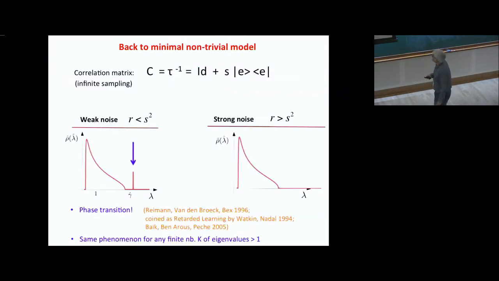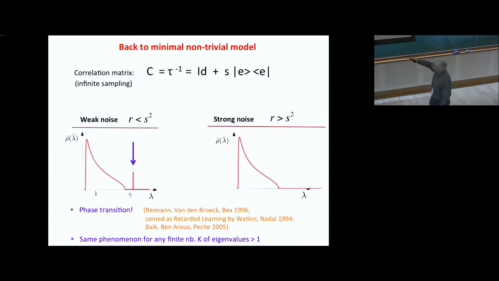Okay, so now what happens to our inference problem? So again, now I'm assuming that I'm generating data not with independent variables, but with variables which are independent, except that they are correlated along one direction, E star. So the result which was obtained, and this was obtained in different papers, first in statistical physics in 1996, to my knowledge, by Van den Broeck and collaborators. And then it was shown rigorously by Baik and Silverstein in 2005 in the math literature, is the following.